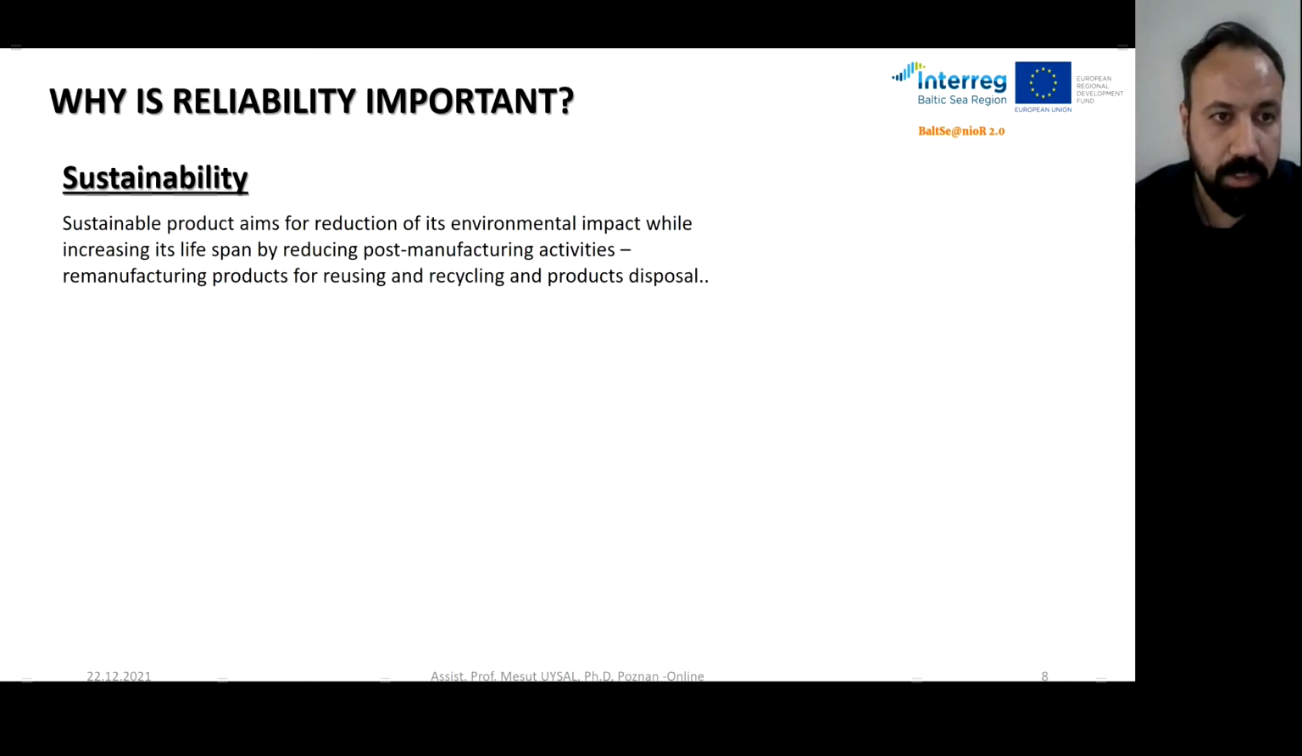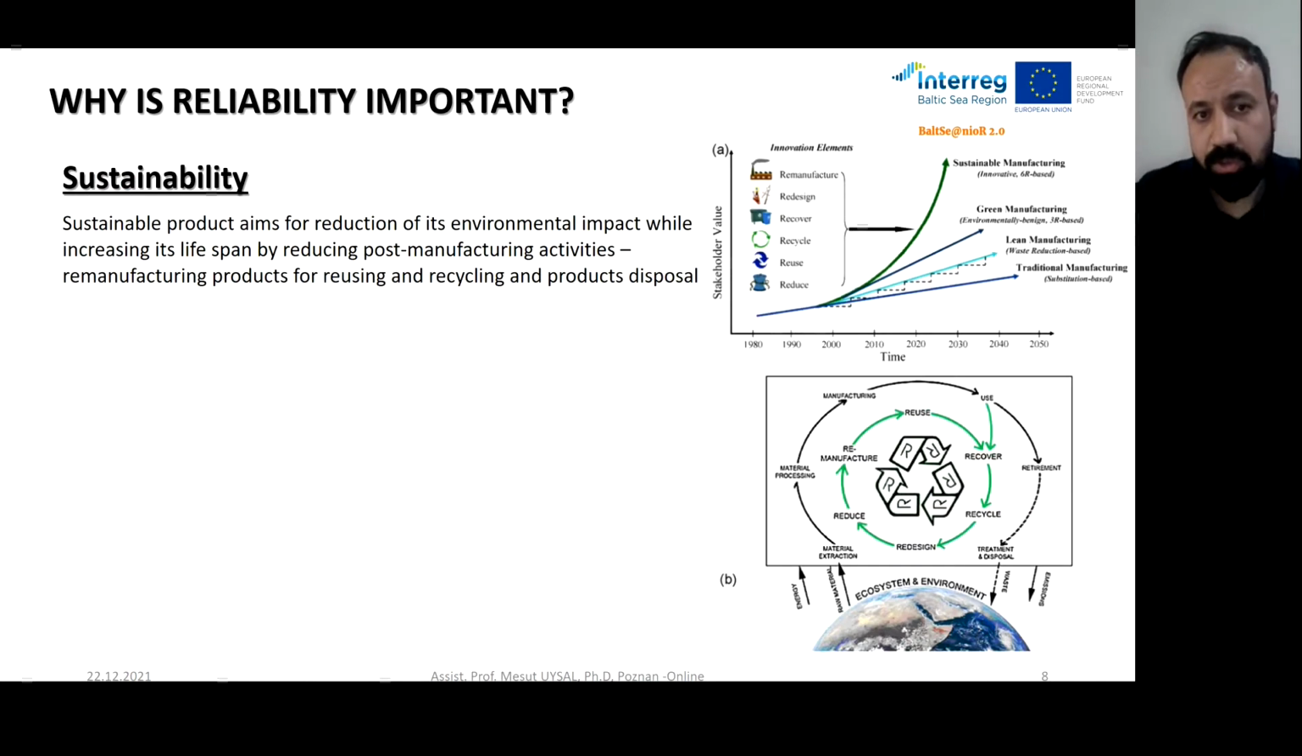Sustainable products aim to reduce environmental impacts while increasing lifespan. So if we have reliable, durable furniture, we can increase its lifespan. In the usage part, if we use reliable furniture and its service life is done for me, I can sell it and it can be reused. So I cannot send it to retirement or disposal. Another person can use it.